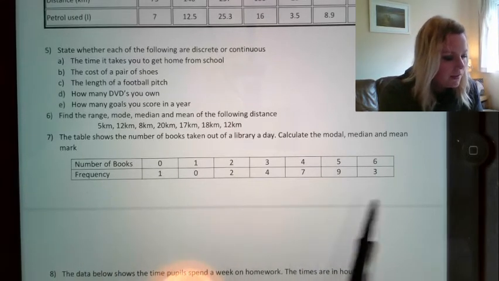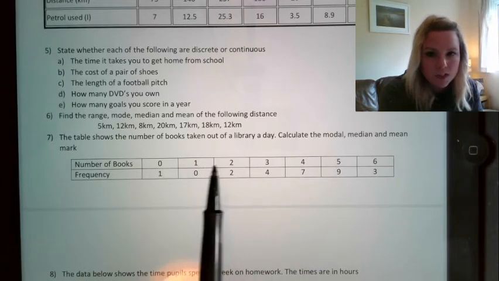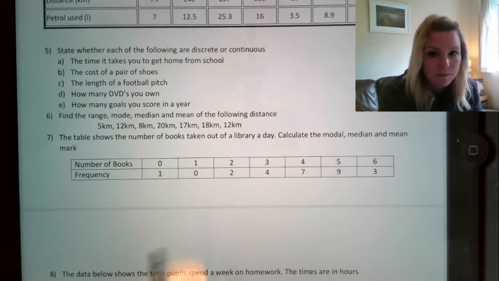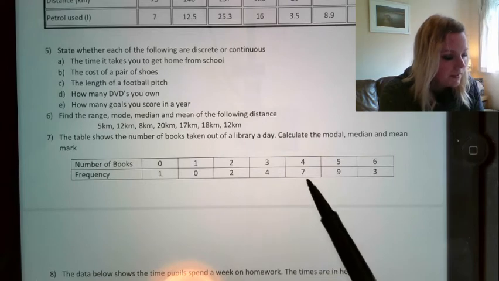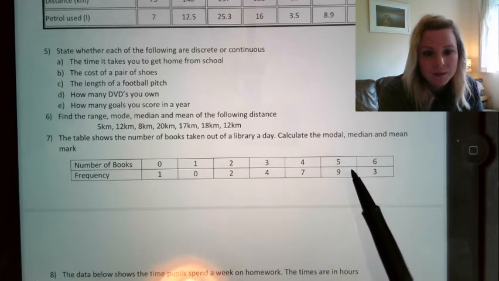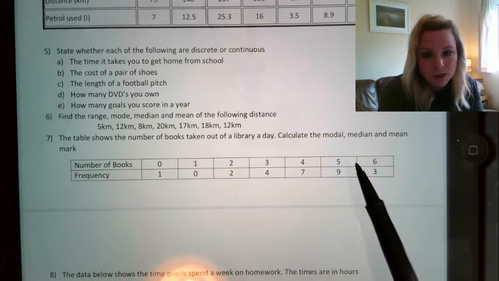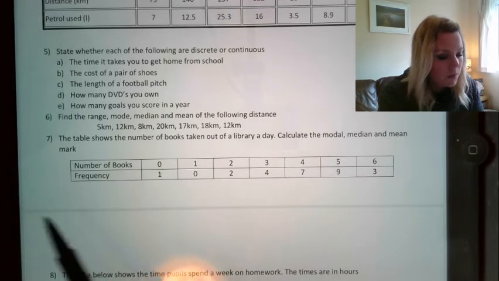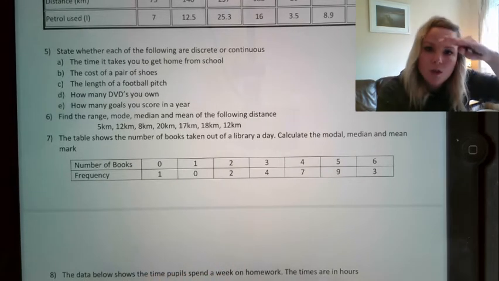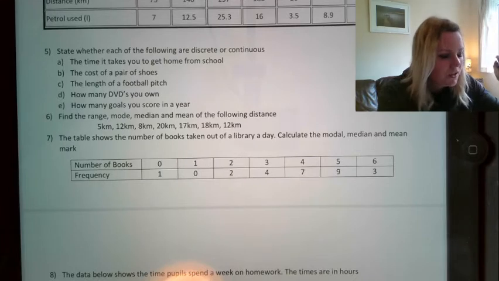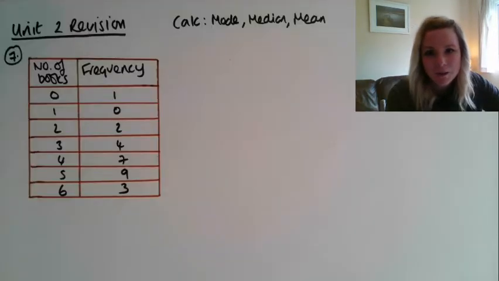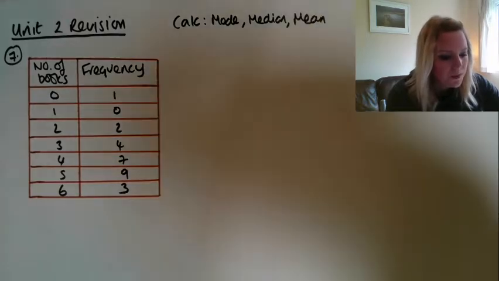And they've given us this table here with the number of books which are taken out each day and the frequency or how often that happens. So for example, there was 7 times that 4 books were taken out of this library. There were 9 times that 5 books were taken out. Okay, now before I start this question, I'm just going to draw out this table, but if you remember, I'm going to draw it out in a vertical table because that's much easier to work with. Okay, right, so here's my table, and I'm going to start off with the mode.